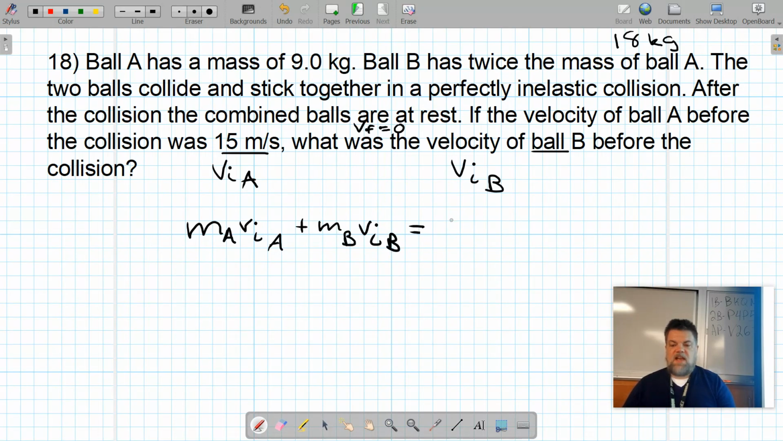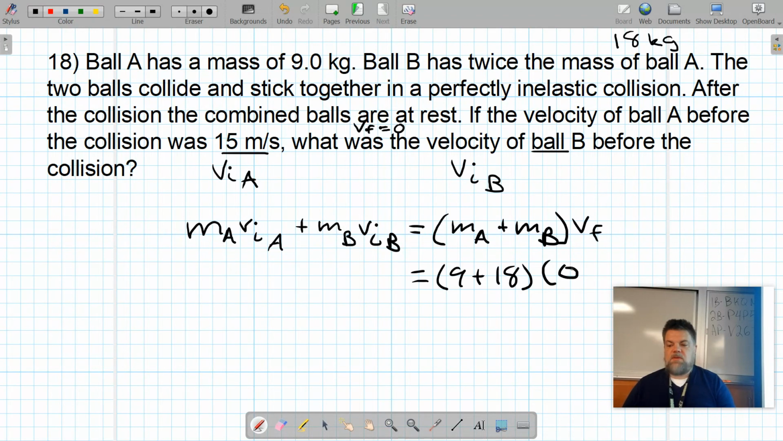Because it's an inelastic collision, I'm going to have the mass of A plus the mass of B times the final velocity. All right, so here's an interesting thing. This becomes 9 plus 18 times 0. So this whole thing is going to go away to 0.